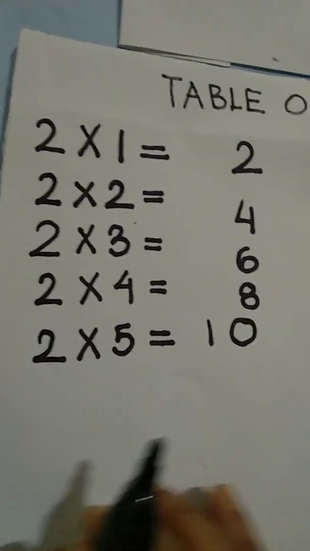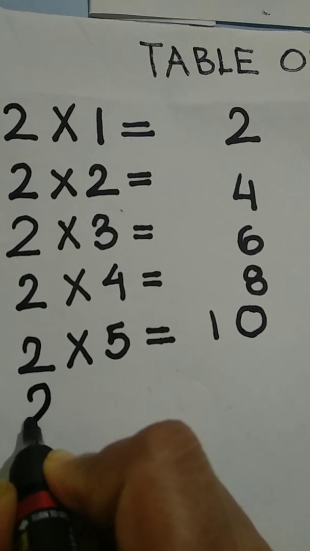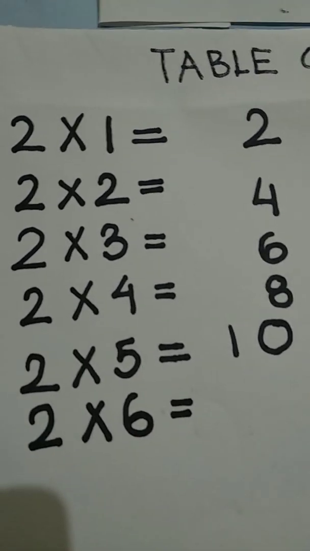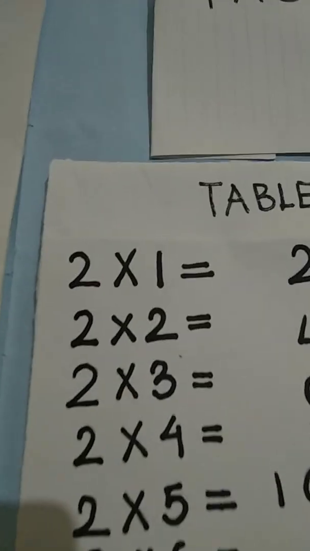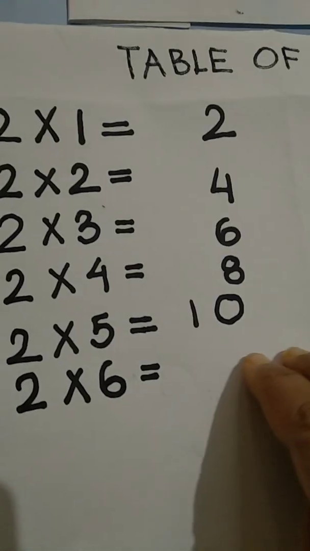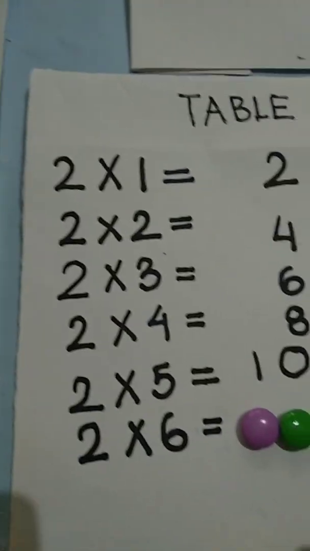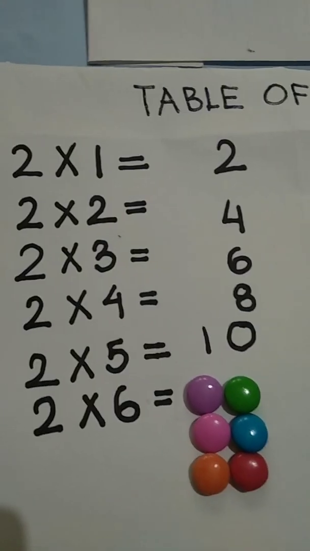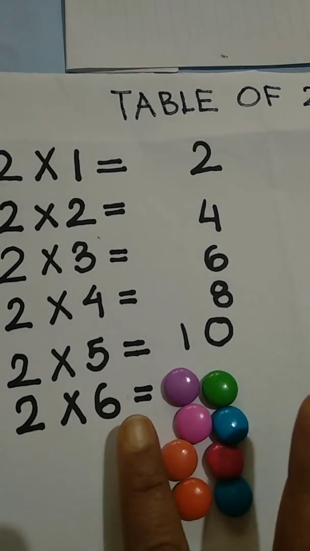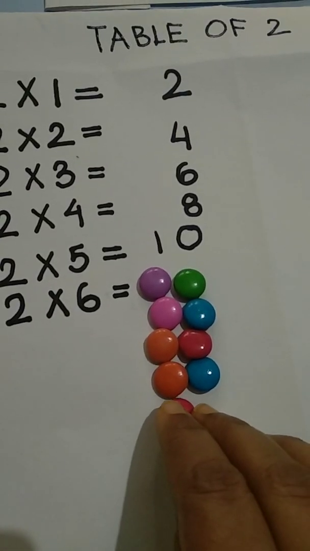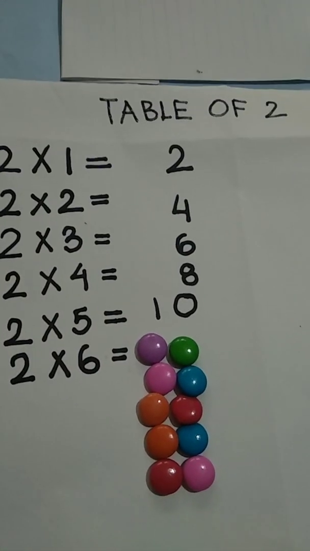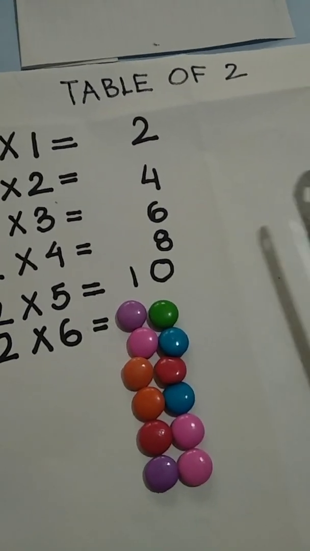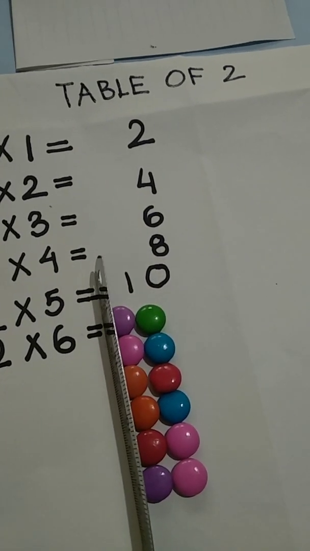Next we are going to write 2 sixes are. Let us see how much do we get when we put 2 6 times. 1 time, 2 times, 3 times, 4 times, 5 times, and here we are, 6 times. So this is 2 6 times.